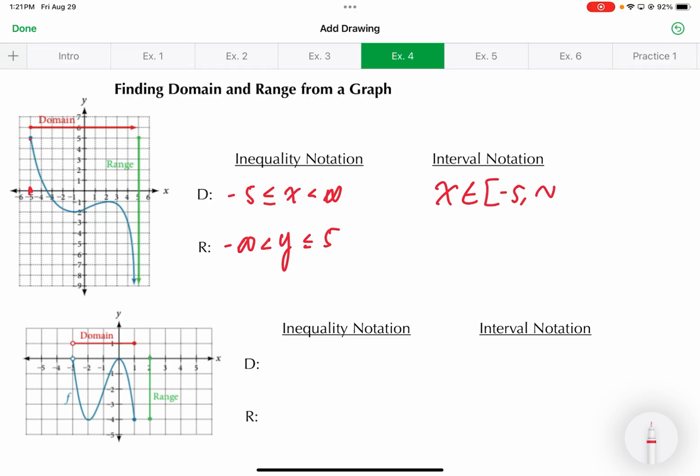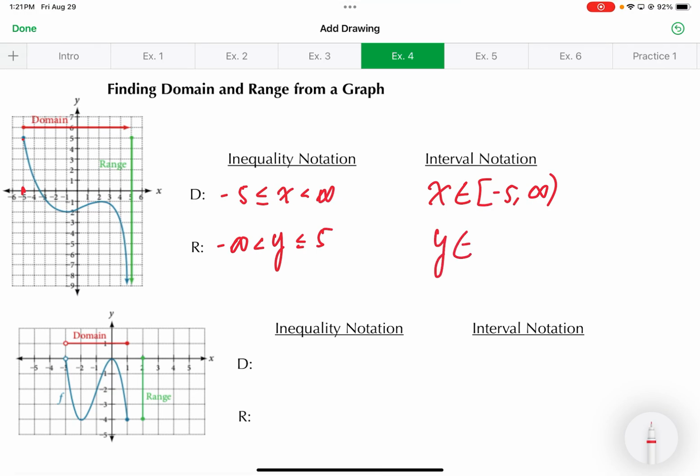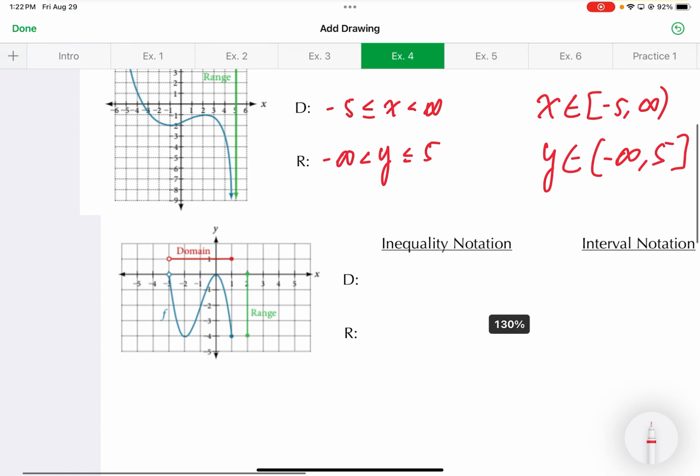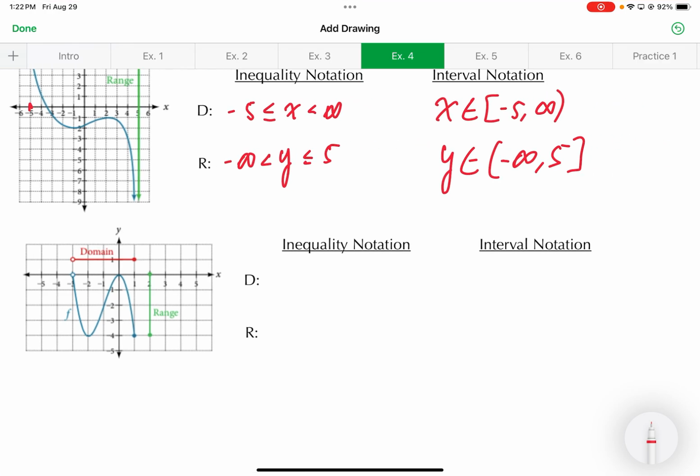Good. Yep. -5 to infinity, bracket around the -5, and then parenthesis around the infinity. Very good. Okay, cool. And then let's do the same thing with range. So y is an element of what? Good. You said what? -infinity to 5? Yeah, and a bracket. Nice. Okay, cool. Hey, take a second and do the same thing for the one down below.